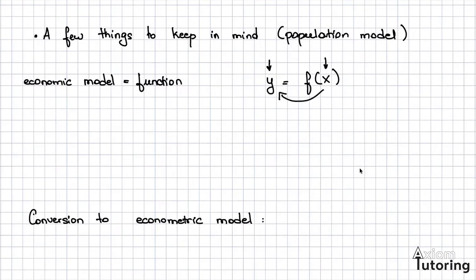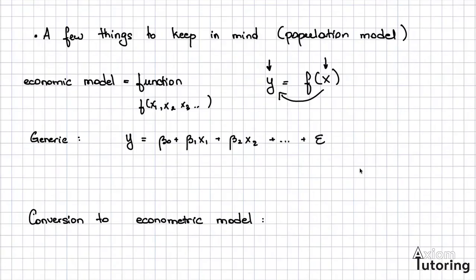Well, economic models are not as simple where you have simply one x. You have functions that are more complicated where you have multiple x's, so x1, x2, x3, and so on. How does econometrics do this conversion? Well, instead of writing f of x1, x2, x3, and so on, there is a more generic way of writing it, which we also call the population model, where we write y equals beta 0 plus beta 1 x1 plus beta 2 x2, for instance. You can add as many betas and x's as you want, and ultimately the last element, very important, is the error term.